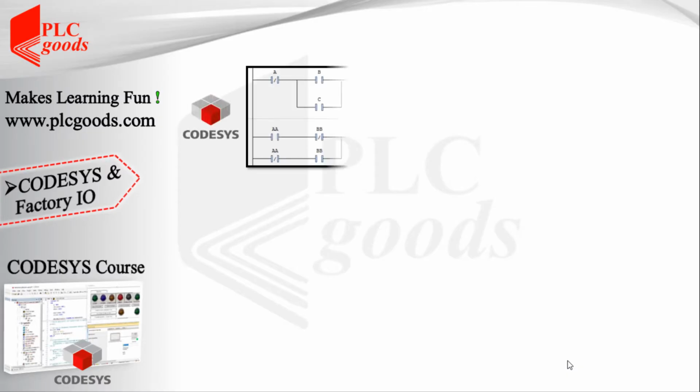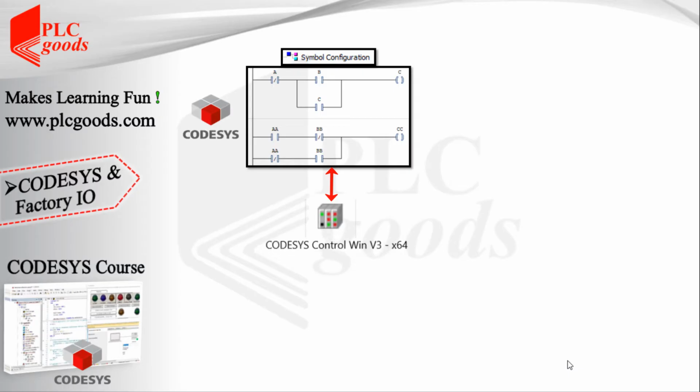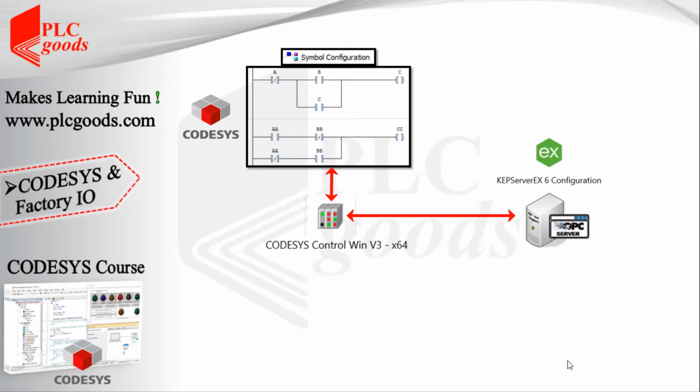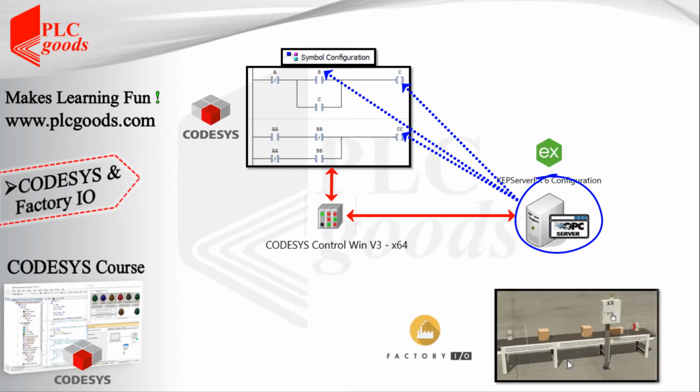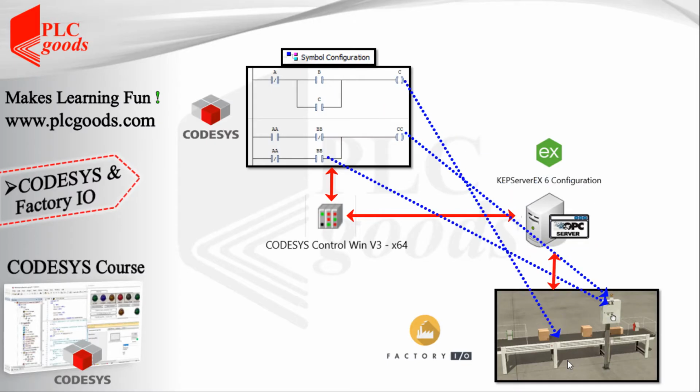If you remember, this simple program was written and tested during the previous video. The next step is configuring symbols in CODESYS software, which can be shared with other devices or applications. After that, CODESYS Control Win will be used to create a virtual PLC. Then, KepserverEX software will be used to create an OPC server. Note that, some variables will be defined by KepserverEX, which will be connected to my program variables. On the other side, Factory IO can be connected to the OPC server. Therefore, my program will be able to control the equipment inside Factory IO software.